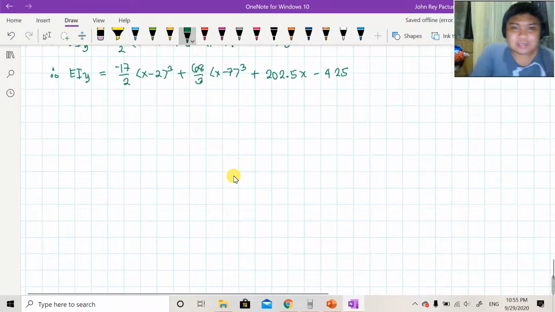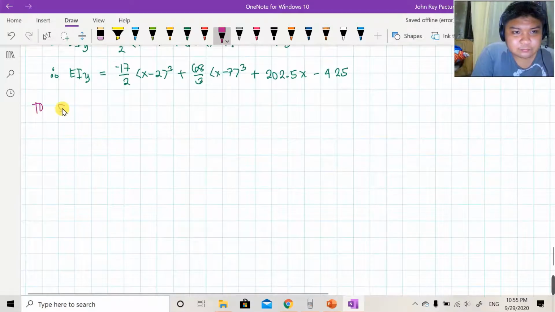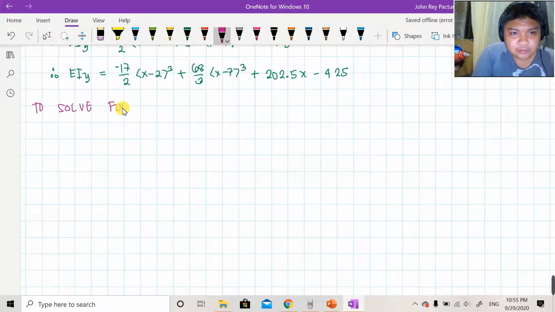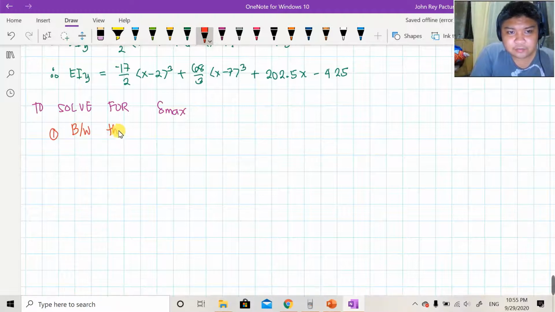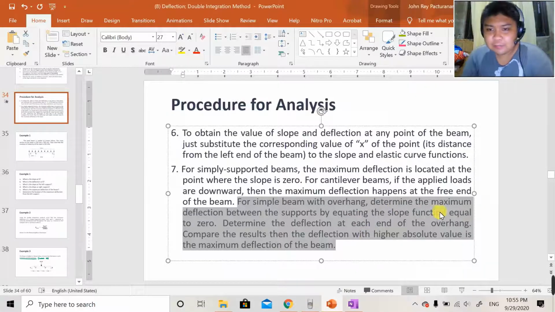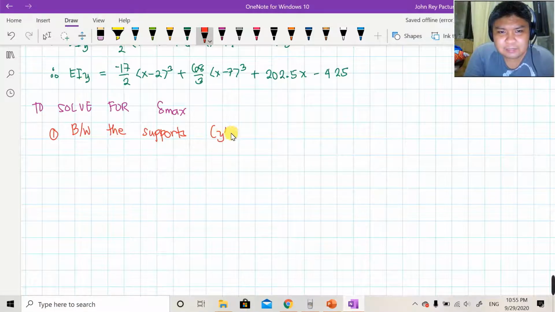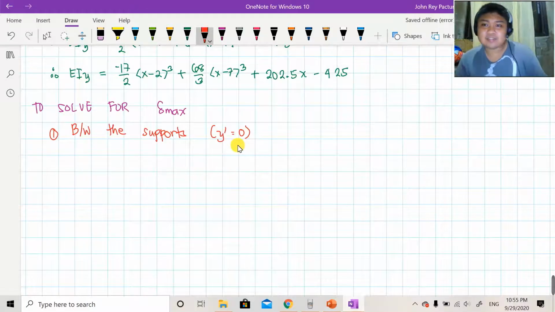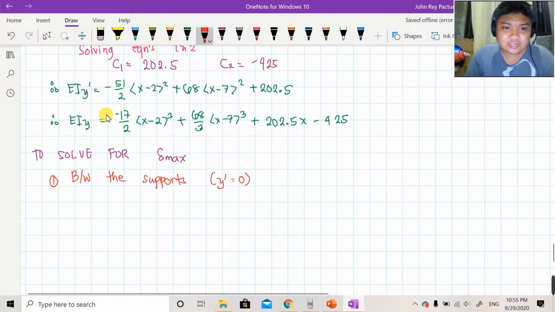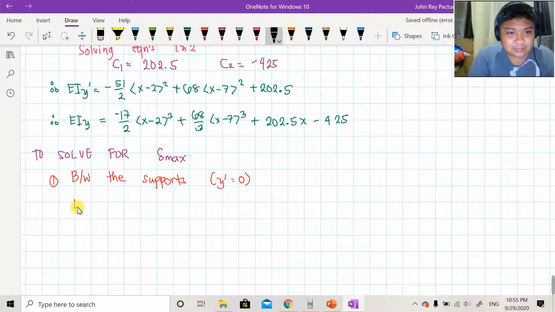Okay, so i-label na natin, to solve for maximum deflection, yung unang approach is between the supports. According sa rule, kapag between the supports, kailangan i-equate yung slope function equal to 0. Ginagawa naman natin yun kanina pa, di ba? Kapag maximum deflection, dapat yung slope ay equal sa 0. So therefore, ito na yung ating EIY prime. Hahanapin muna natin yung value ng x.